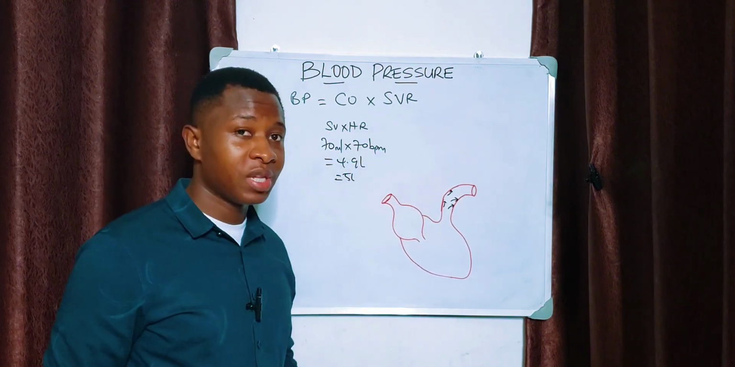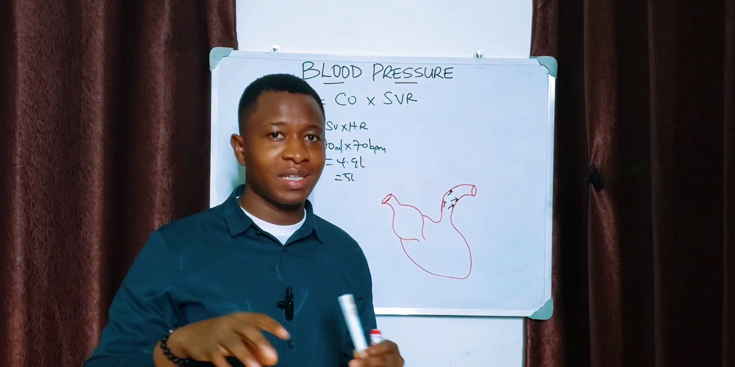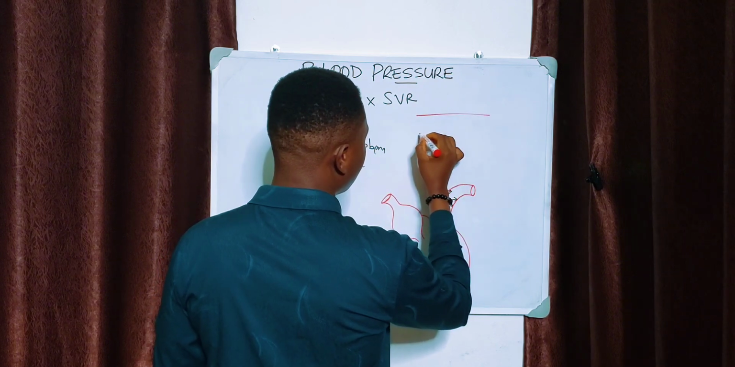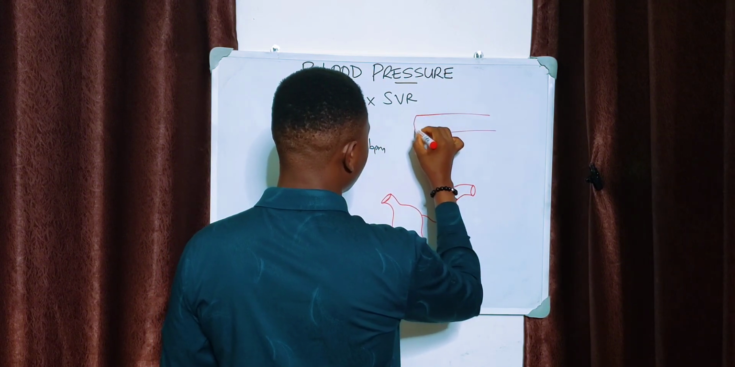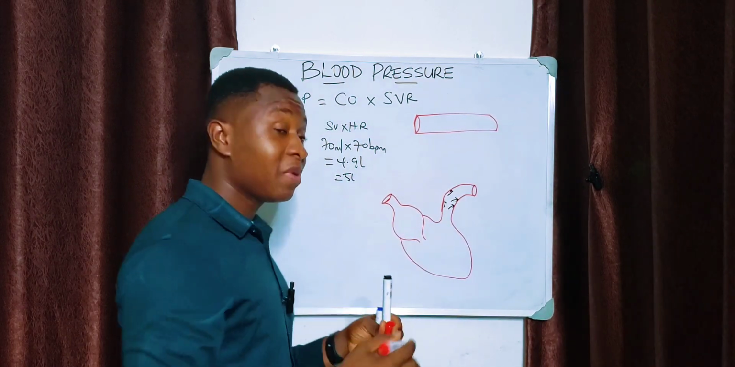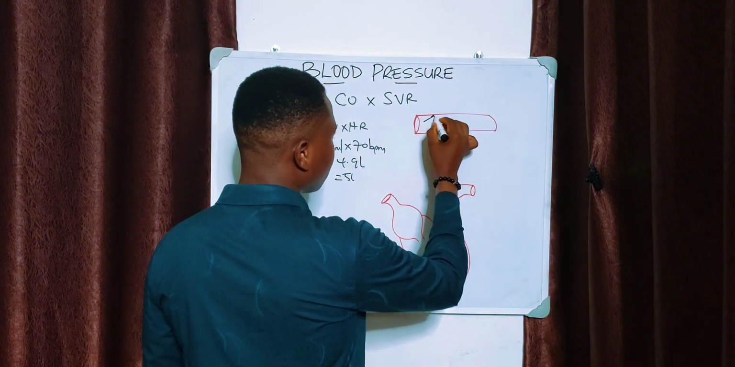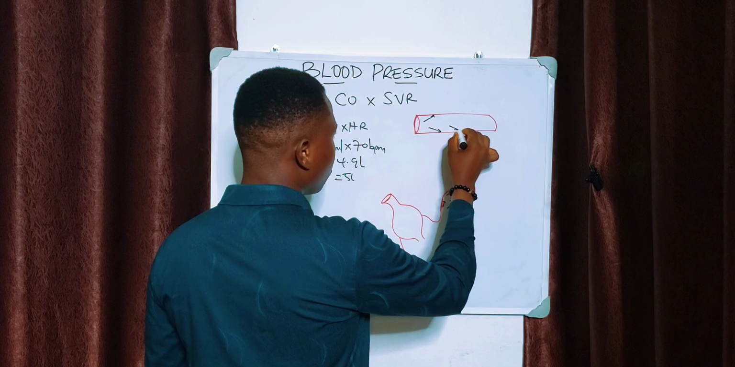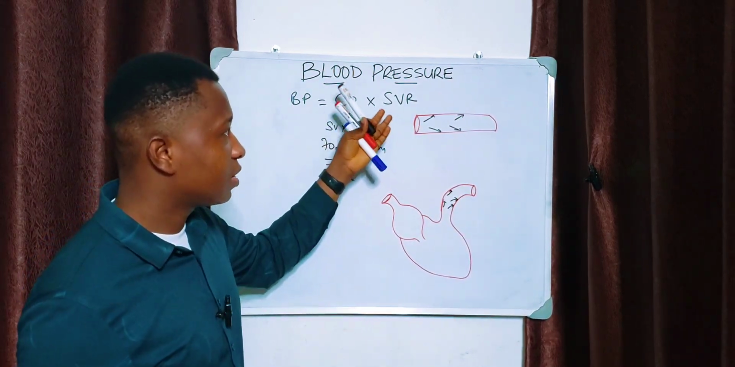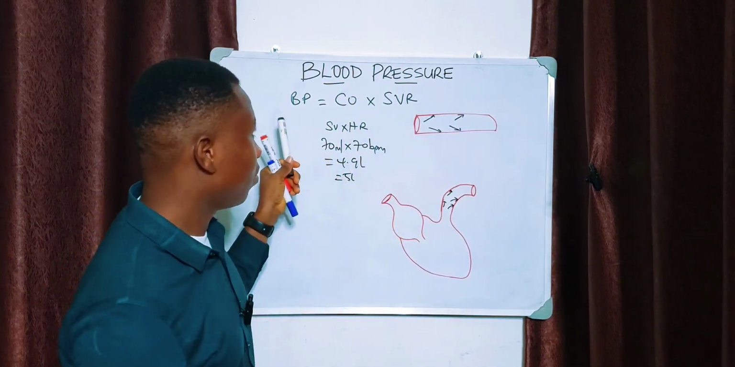And what is systemic vascular resistance? Systemic vascular resistance is a resistance that is placed on the blood vessels as the blood passes. Let's assume this is the blood vessel. Systemic vascular resistance is the resistance that is placed on the walls of the blood vessels. This resistance determines the blood pressure.